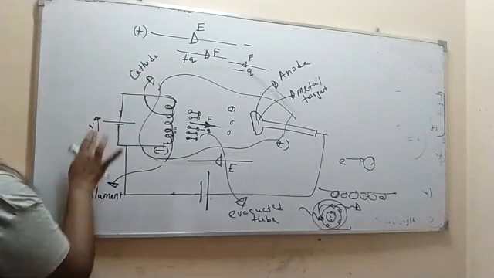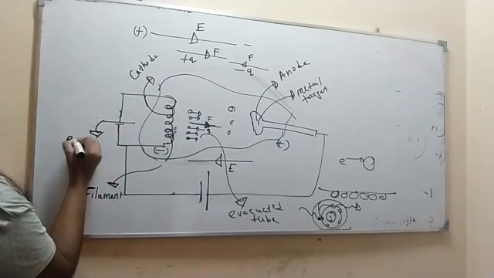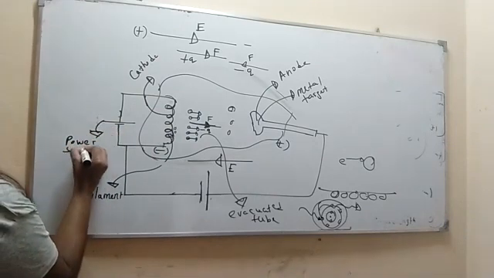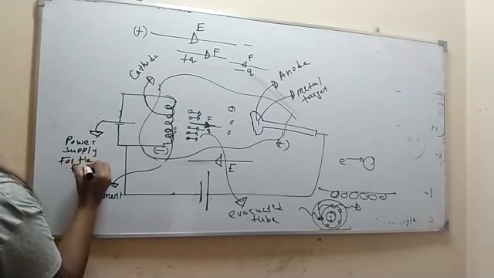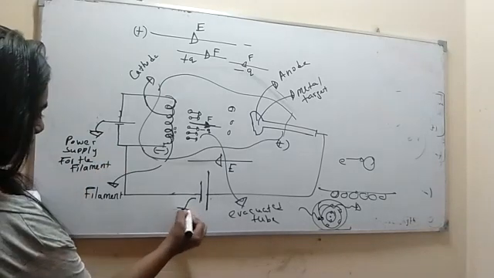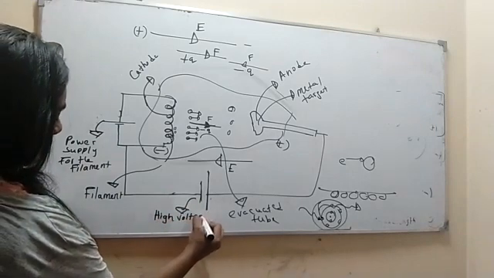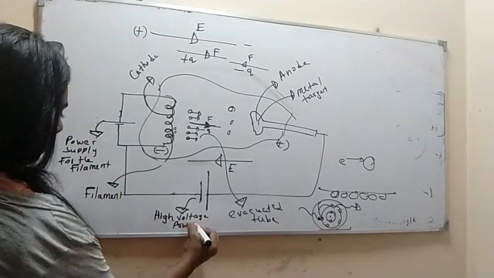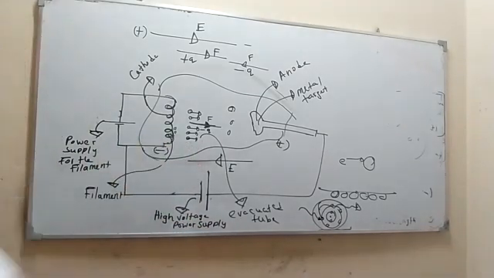Then what is this? This we call the power supply, the power supply for the filament. This is the high voltage power supply. This is evacuated. Those are the parts.